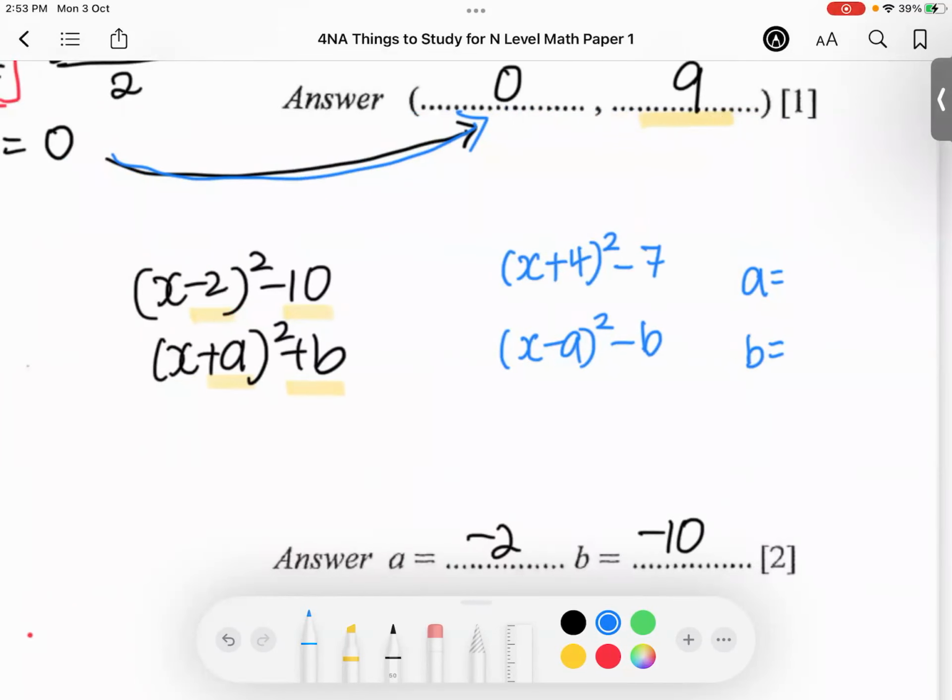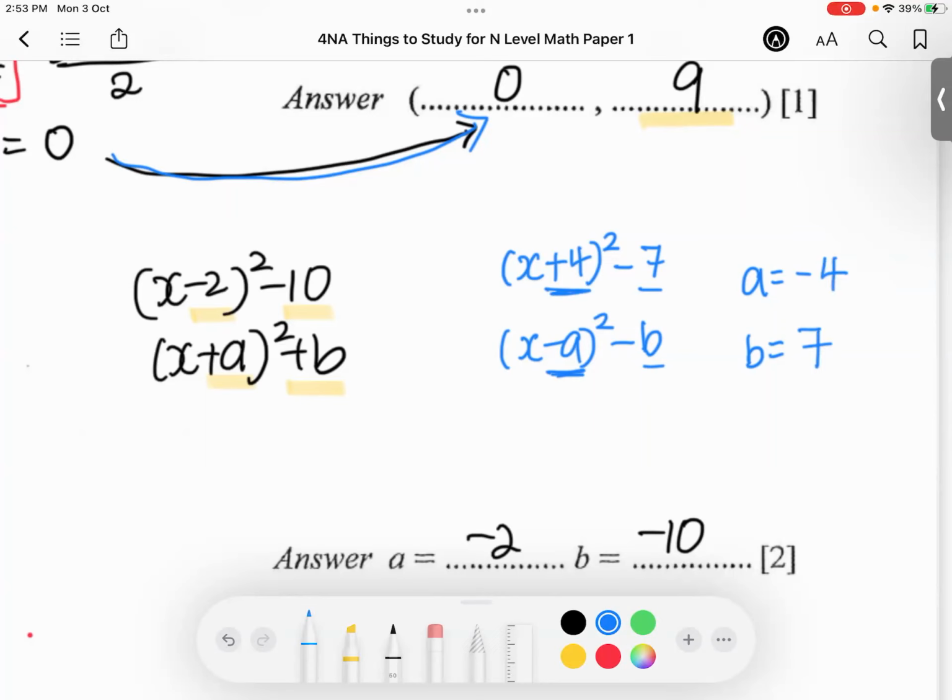You're able to tell me what is a? Or maybe what is b first? B will be what number? B, is it negative 7 or 7? B is just a number 7. But what is A? 4 is negative A. So A is actually negative 4.